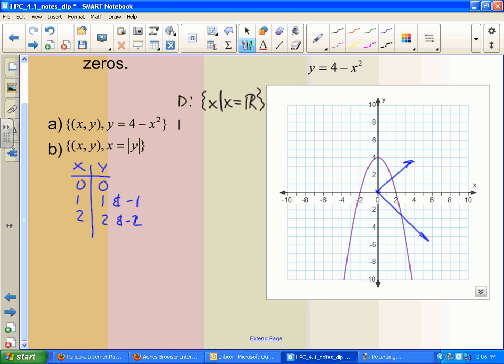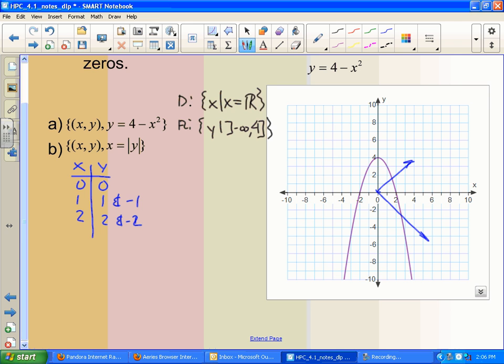The range, now parabolas are either above or below their vertex. It depends on if they open up or down. So because this one opens down, the range would have to be 4 all the way down to negative infinity. I'm just going to use this notation: negative infinity to 4 would be the range for that. Everything below.